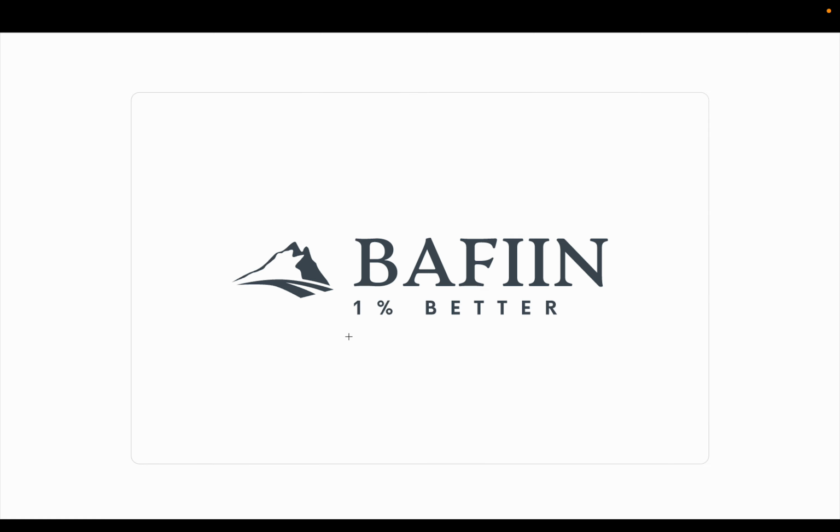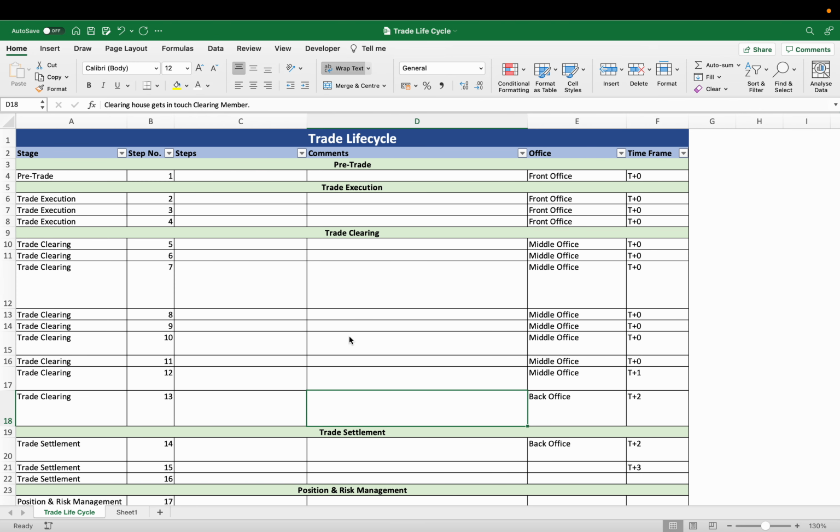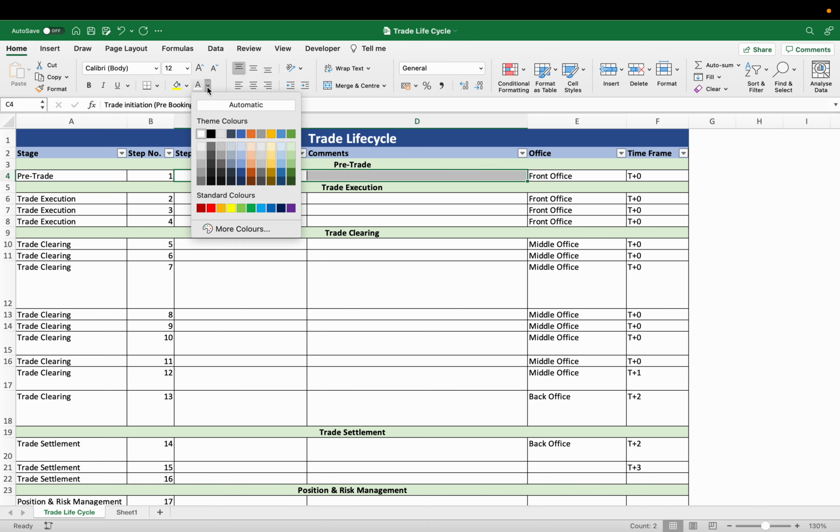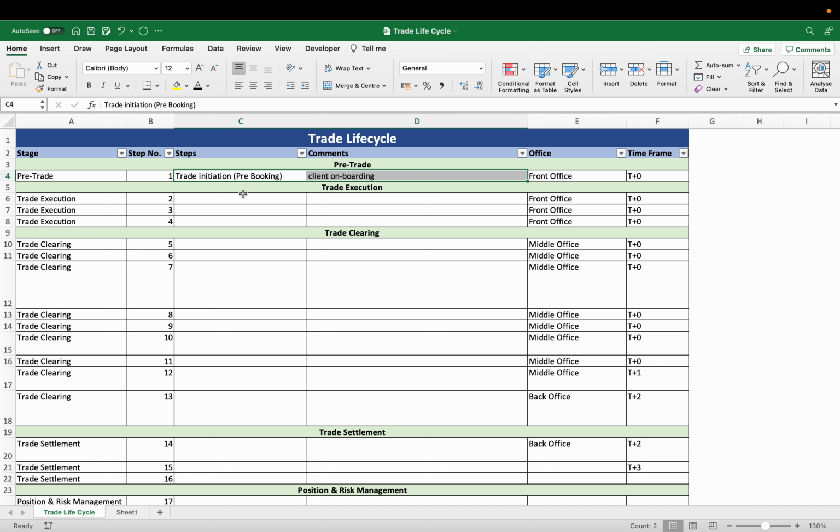So today we will be talking about trade life cycle. Basically, your trade life cycle comprises of four stages: pre-trade, trade execution, trade clearing, trade settlement, and an additional bonus stage which is called position and risk management. Now let's get started. Pre-trade basically comprises of one single step, that is initiation and pre-booking, that is your client onboarding or your investor onboarding.